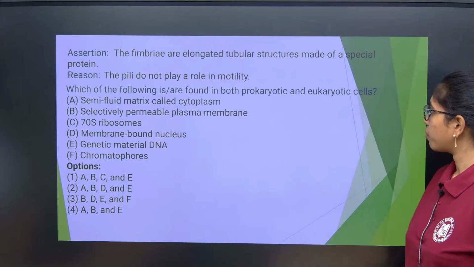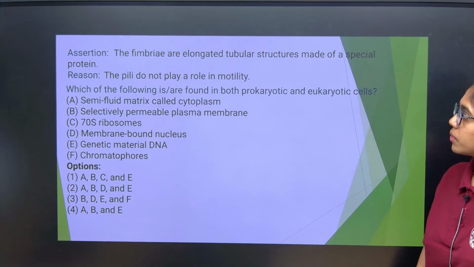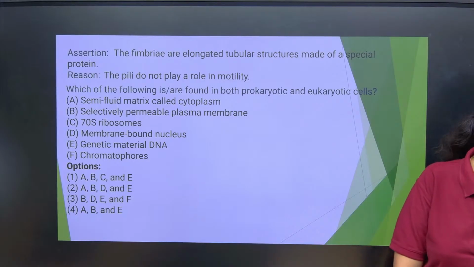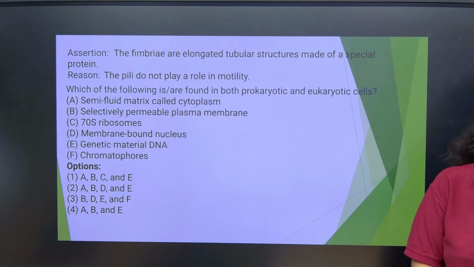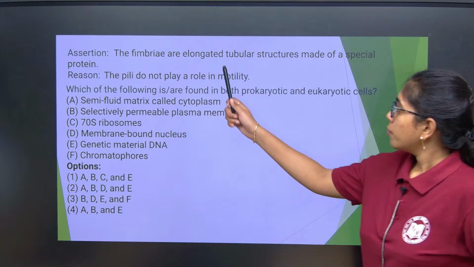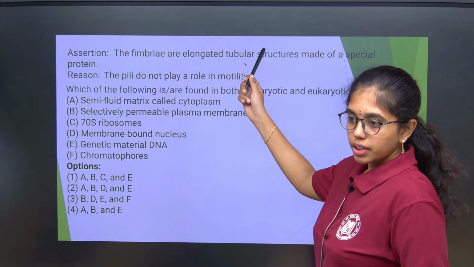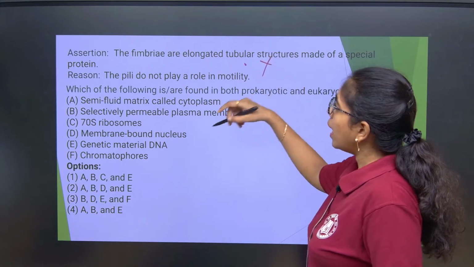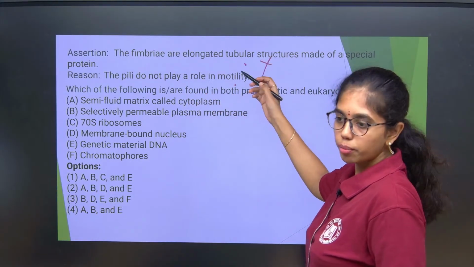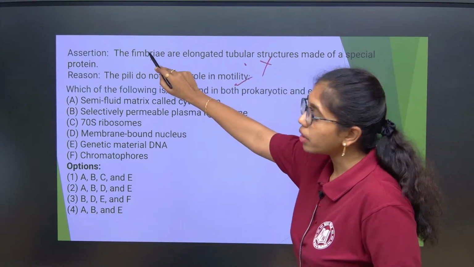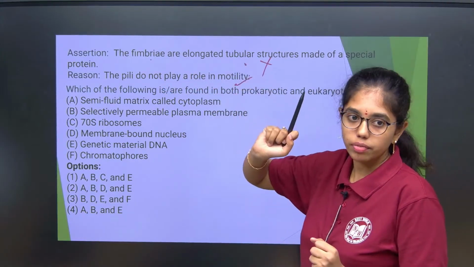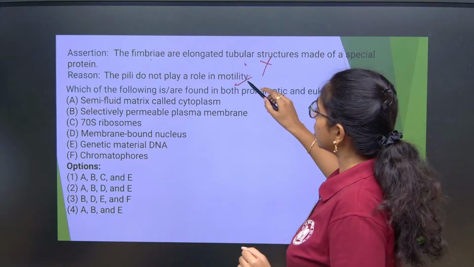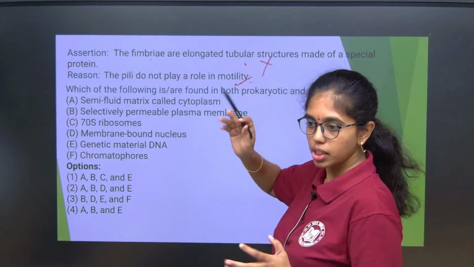Next, assertion and reason type of question. Description of pillae and fimbriae. Fimbriae, are they elongated tubular structures? No, pillae are elongated tubular structures. So this is wrong, and pillae do not play any important role in motility. This is true. Fimbriae are what? Bristle like structures sprouting out of the cell membrane. Fine. So this is true, reason is true and assertion is false.